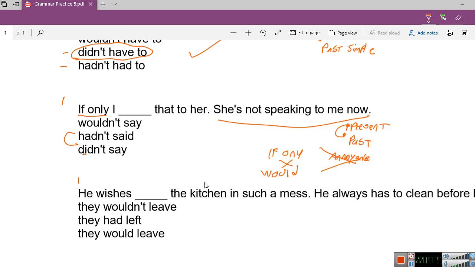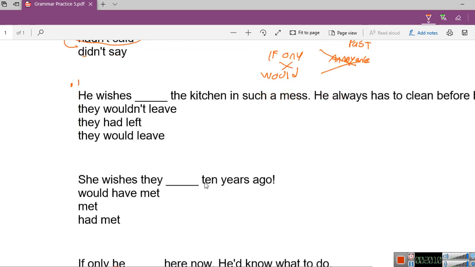Let's recapitulate. If only I had... that to her, she's not speaking to me right now. With if only, it's something I did in the past. So we're sure about that. That's a desire I had in the past. I hadn't said. So: if only I hadn't said that to her, she's not speaking to me right now. I wish I could change that, but I cannot change it because she's not speaking to me right now.